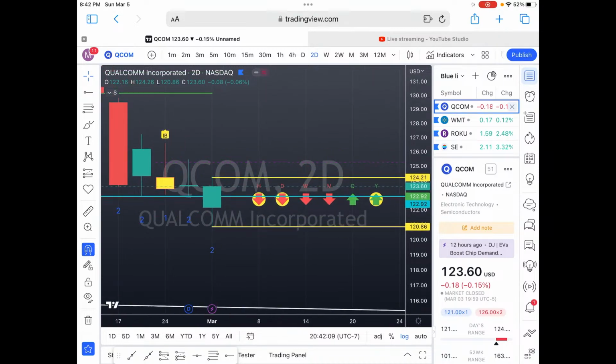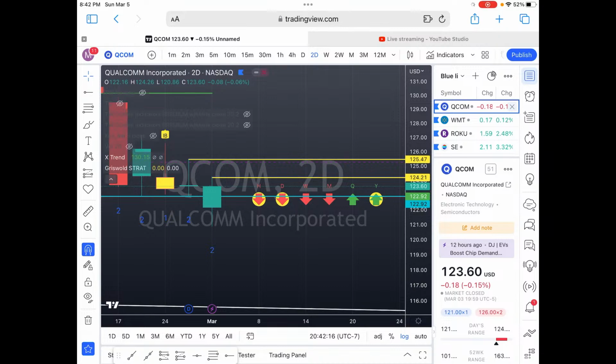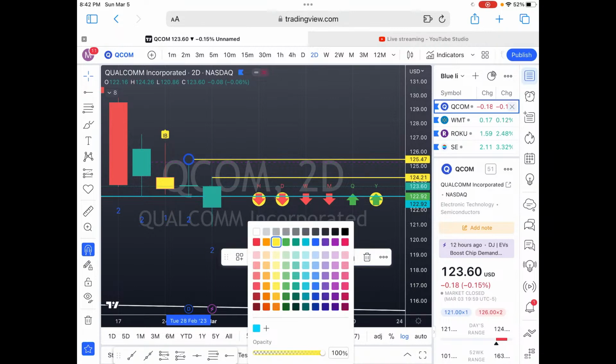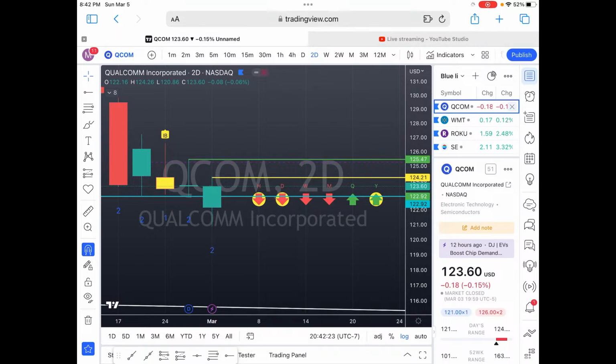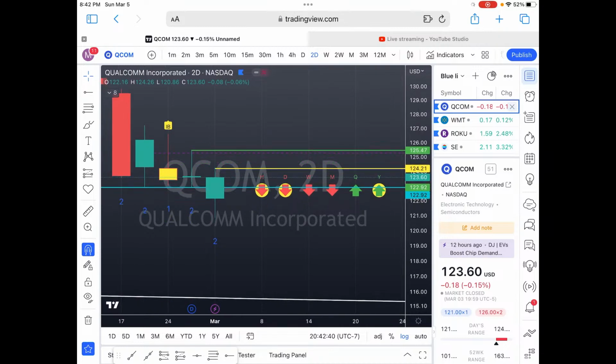So QCOM has, I'm going to delete this. And let's actually move this up to there. And we'll change that to green. And we'll mark that as our first target. So Qualcomm has a 2 down that finished green. So I know I've talked about this before. People always ask, does the color matter on the reversal? So the answer is yes and no to that. So what we've got on this one here is a 2 down that finished green.